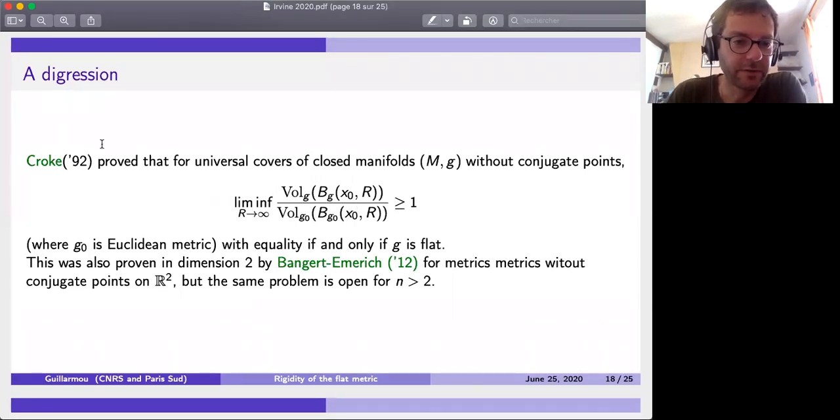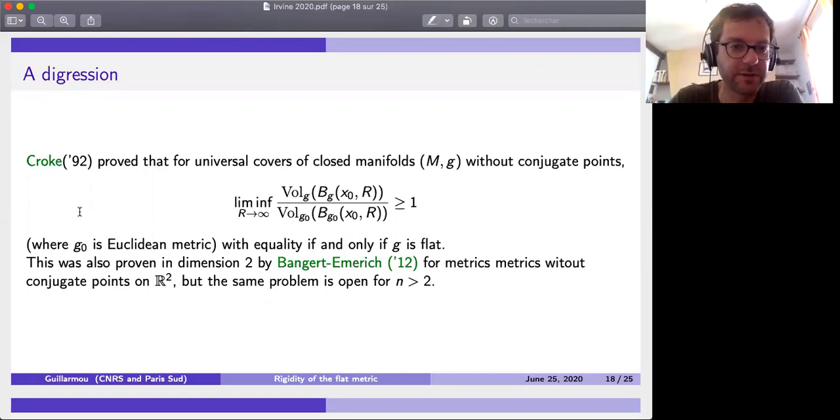So now let me do a little digression, because this volume estimate also comes with a problem which is related to this rigidity. Croke in '92 proved that if you take the universal cover of a closed manifold without conjugate points, the volume of the g ball of radius R in the universal cover divided by the Euclidean volume of a ball of radius R has a limit infimum bigger or equal to 1, and it's equal to 1 if and only if g is flat.